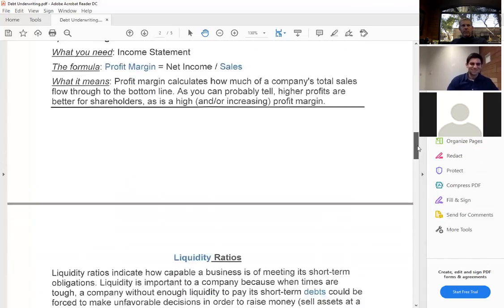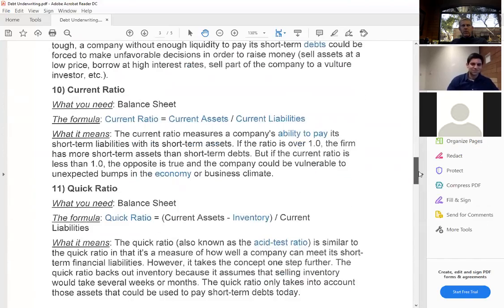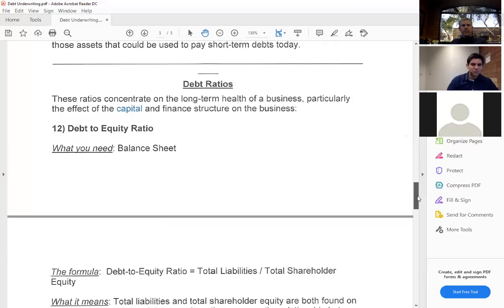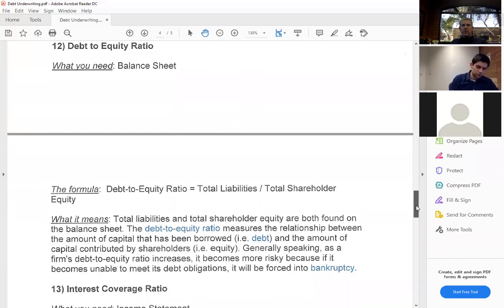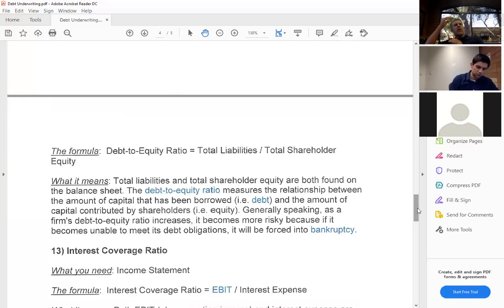So we get to debt ratios. These ratios concentrate on the long-term health of the business. The main ones I really look at are, like I said, the current and quick ratios, and that's for short term. So the debt ratios help look at the long-term health of the business, or generally the effect of the capital and finance structure of the business. So debt to equity ratio. What do you want to see? I mean, what's a healthy level?